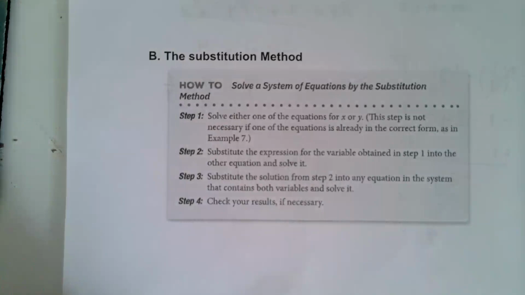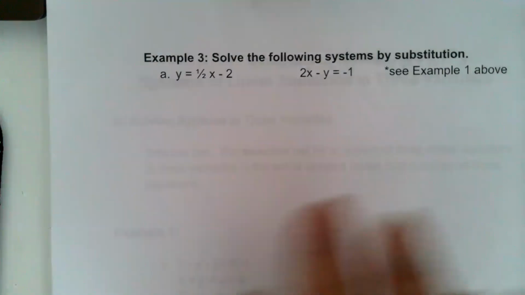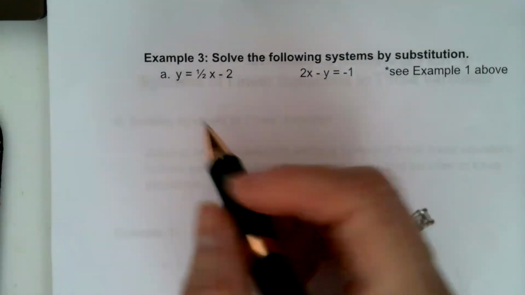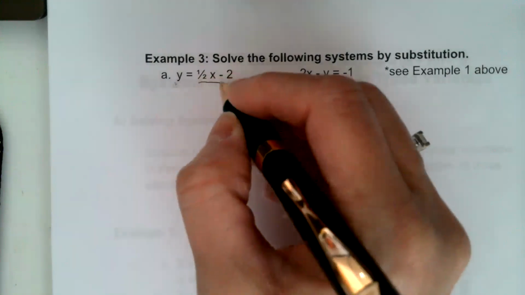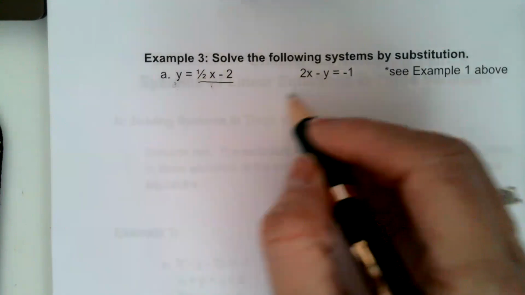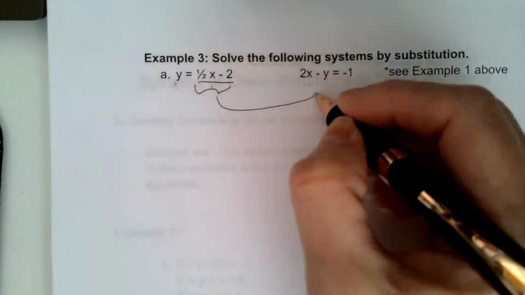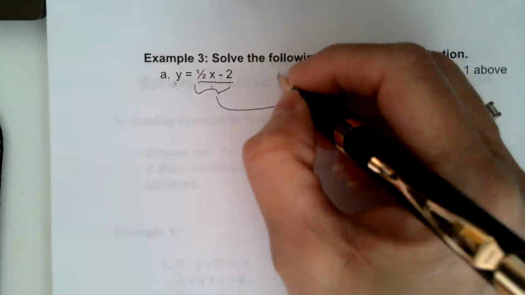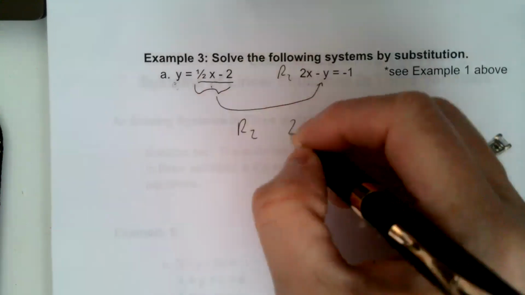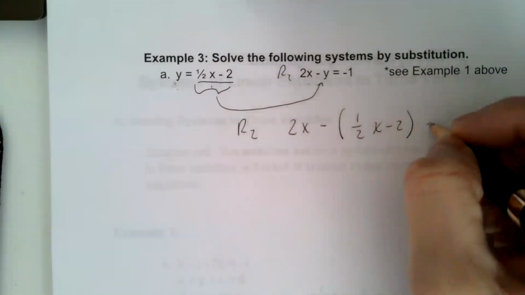So, let's look at an example. Example 3, we did this example back in example 1, remember, in our Desmos. So you can see here that I already have a recipe for y. It's 1/2 x minus 2. So I can just substitute that into the second equation into y. I know how to make y by doing 1/2 x minus 2, and I'm going to put that here into y. And that's my row 2. So row 2 is 2x minus, and then I'm inserting this 1/2 x minus 2 equals a negative 1.